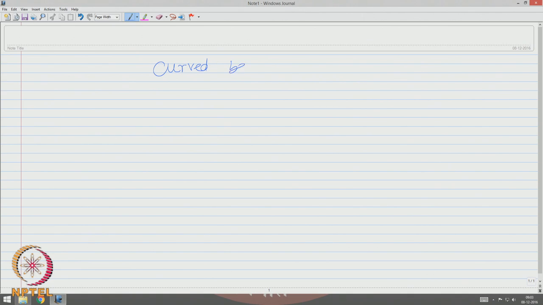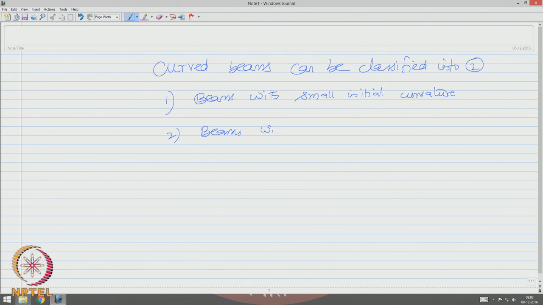We are going to discuss now in this set of lectures details about curved beams. Curved beams can be classified into two sections. One, beams with small initial curvature, two, beams with large initial curvature.